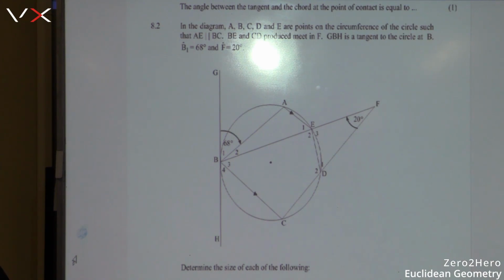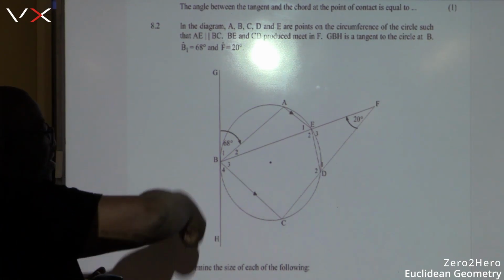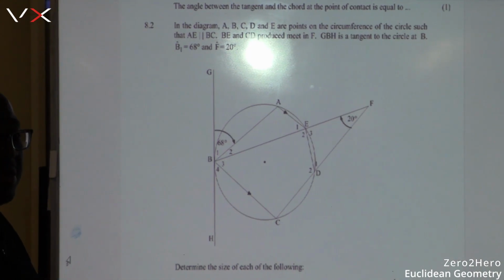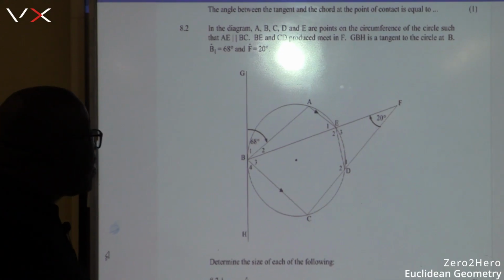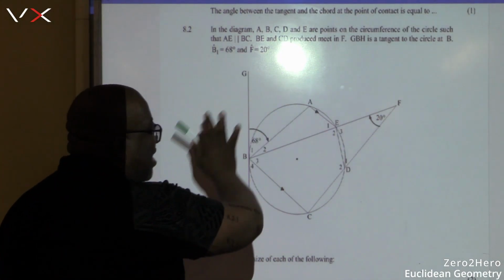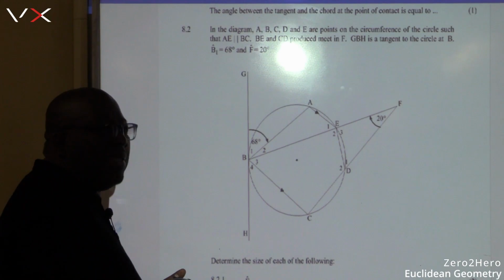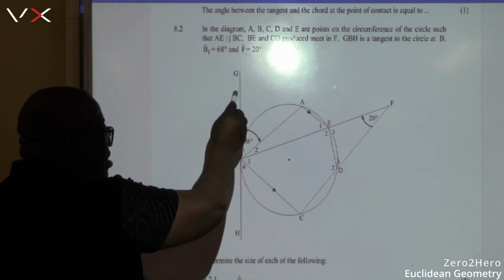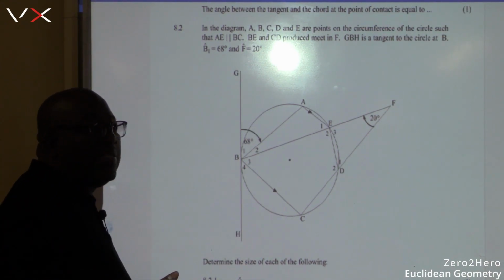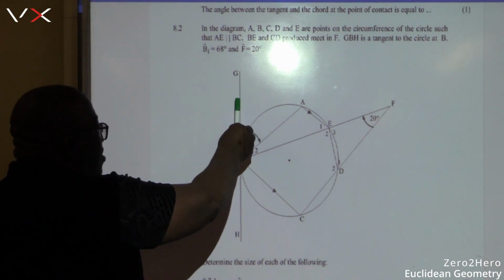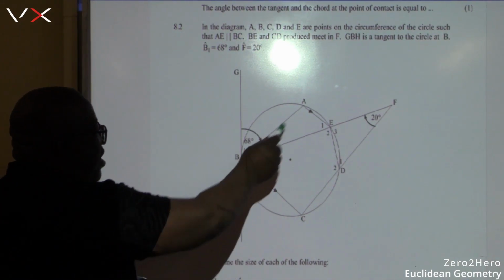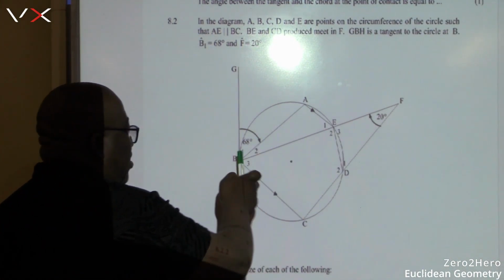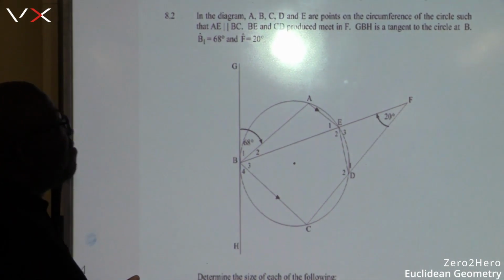GBH is a tangent to the circle at B. This is a tangent, so I think of theorems that deal with a tangent: the tan chord theorem, the tan radius theorem, and two tangents from the same point. I don't see two tangents from the same point here, so that theorem falls off. Tan radius: the radius is coming from the center, but there is no line coming to the tangent, so that one falls off. Tan chord theorem: this is a chord, this is a tangent, so this one will work out. I go with the chord to the circumference, so this angle is equal to that one. We got that from the tan chord theorem.